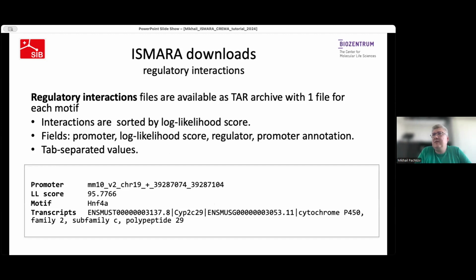All right, regulatory interactions. These are the tables which actually contain information about the interaction between a motif and its target. This is a big tar archive which contains one file for each motif. They are named correspondingly inside the tar archive, and inside each file you have a table which contains 4 columns. The first column contains a promoter name.